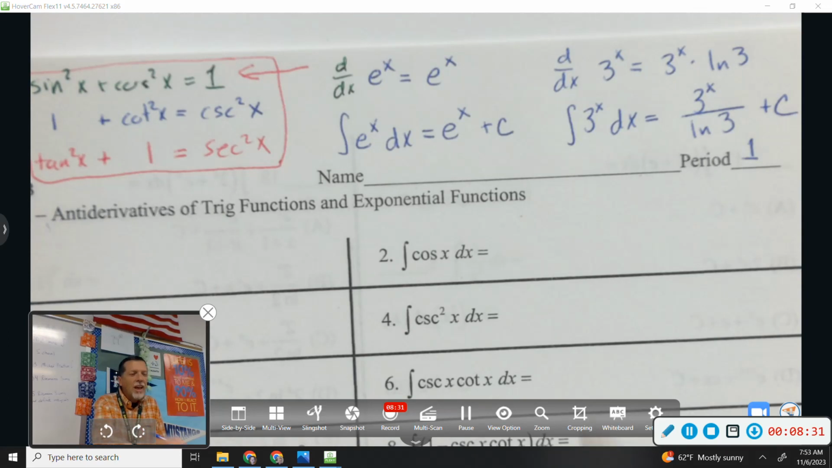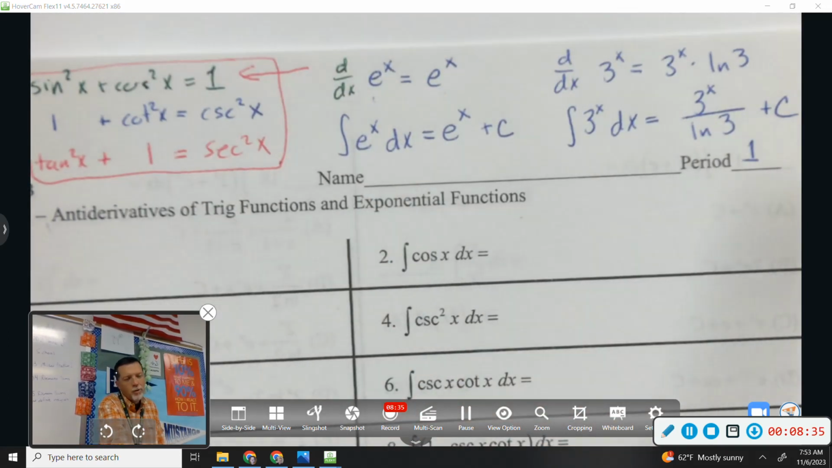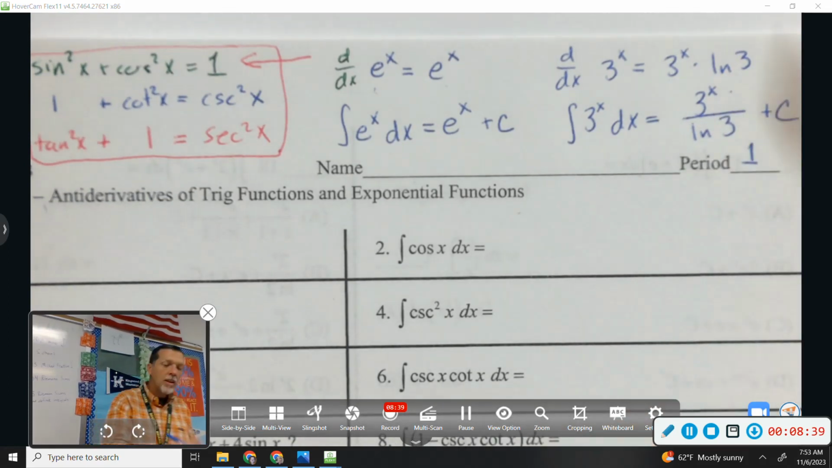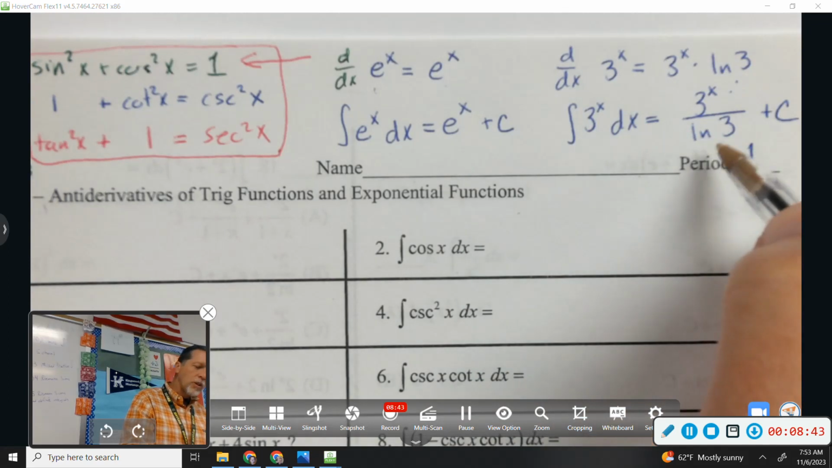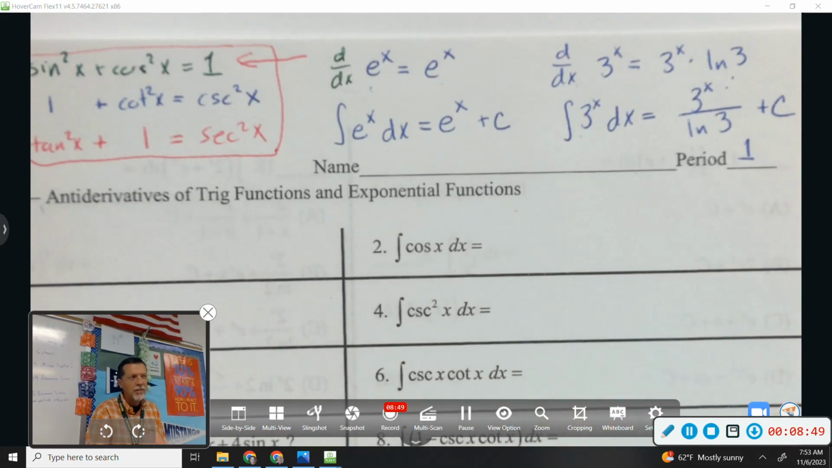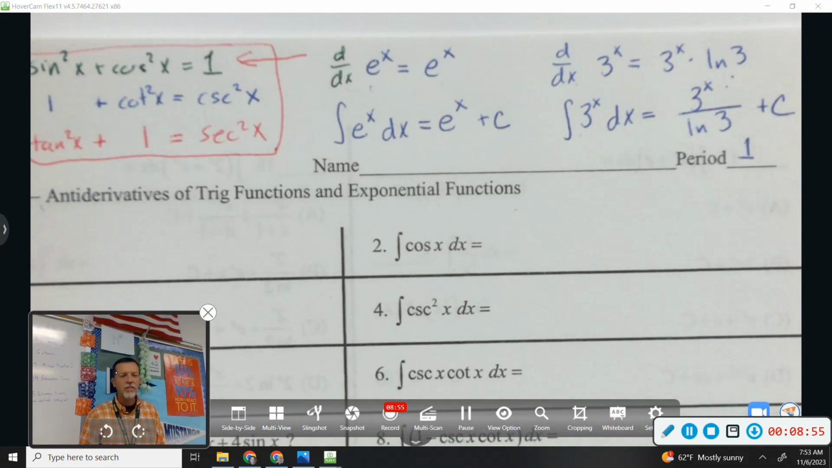So the e to the x one's pretty easy because the derivative and the integral, it's all e to the x. No big deal. The 3 to the x has that extra natural log 3. It shows up multiplying if you're taking a derivative. It shows up dividing if you're taking an antiderivative. But again, that makes sense. Derivatives and antiderivatives are opposite functions. They undo each other. They're inverses. Multiplying and dividing are inverses, so they sort of undo each other.